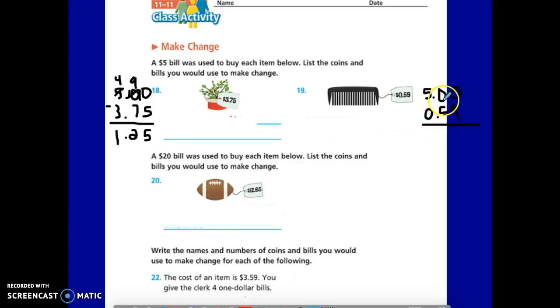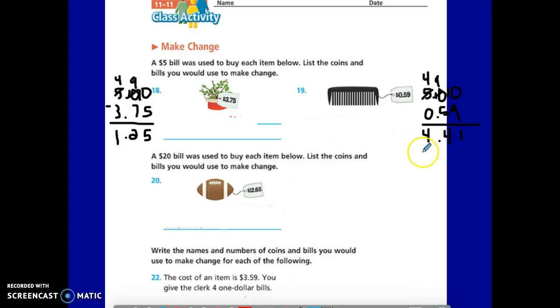Can't do 0 minus 9. So I'm going to have to borrow way over here. Make this a 4. This would become 10, but then it would actually have to still borrow, so I'm going to make that a 9. And then this would become 10. So 10 minus 9 is 1. 9 minus 5 is 4. Bring down my decimal point. 4 minus 0 is 4. So I end with $4.41.